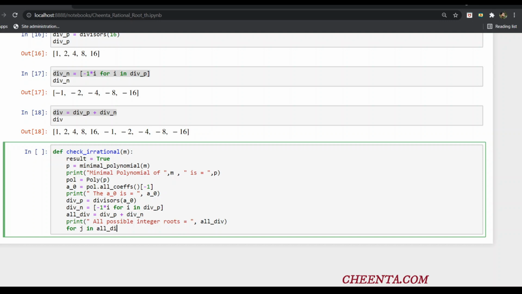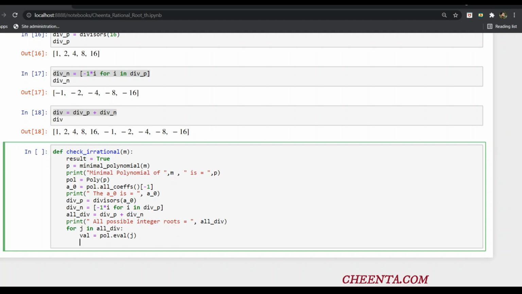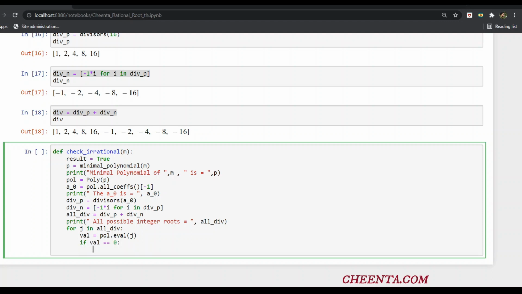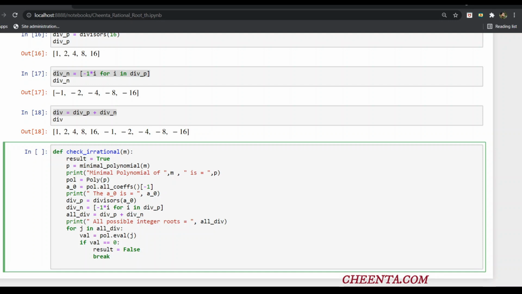For each element in all divisors, we need the value at each point, so I will just use eval at a point j. If the value is equal to 0, the result will be converted to false, and if it is 0, then we don't need to check anymore, because then it is not an irrational number, so we will break from the loop.